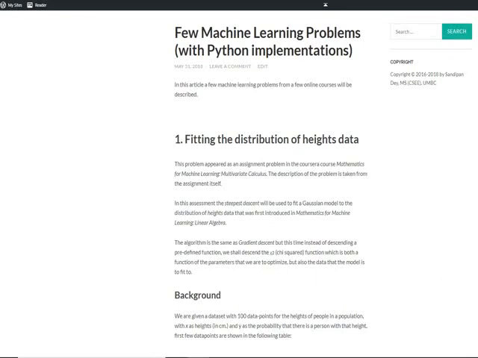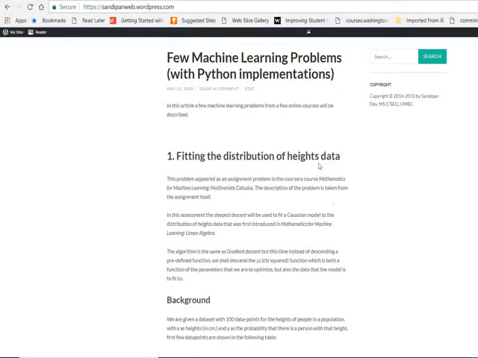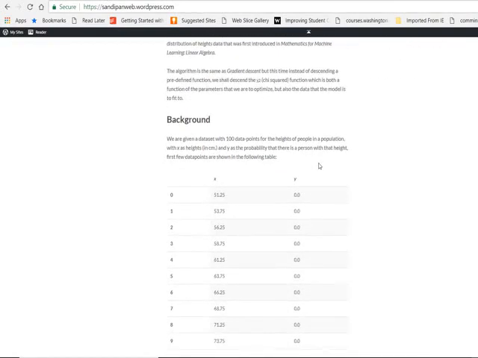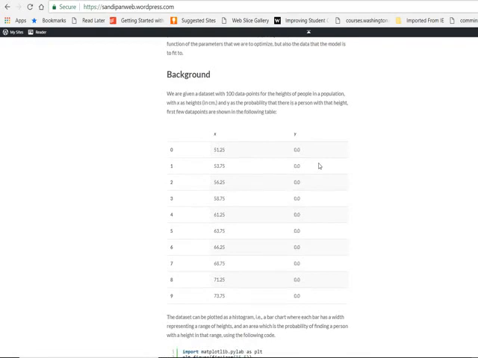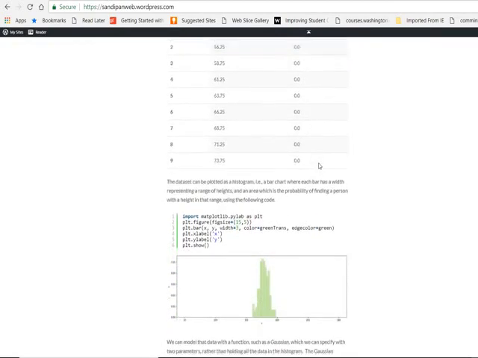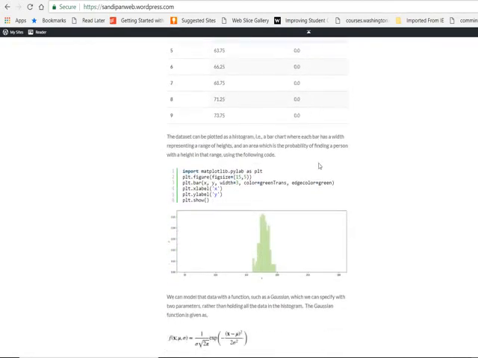As data, we are going to use the heights data, which is a 100-point data set taken from a population, and there are two variables in the data set. One is an independent variable x that represents the heights of people in centimeters, and the other variable, a dependent variable y, represents the probabilities that a person with that height exists in the population.